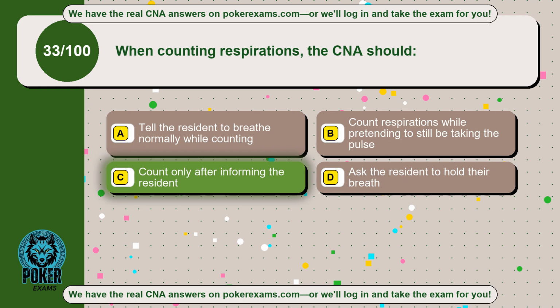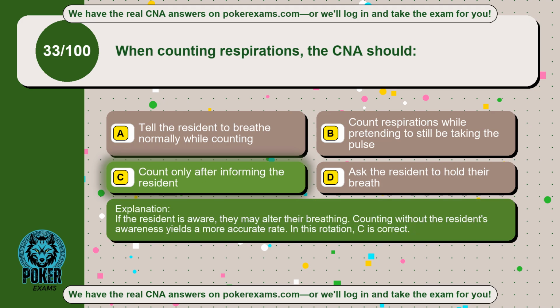The correct answer is option C. Count only after informing the resident. If the resident is aware, they may alter their breathing. Counting without the resident's awareness yields a more accurate rate. In this rotation, C is correct.